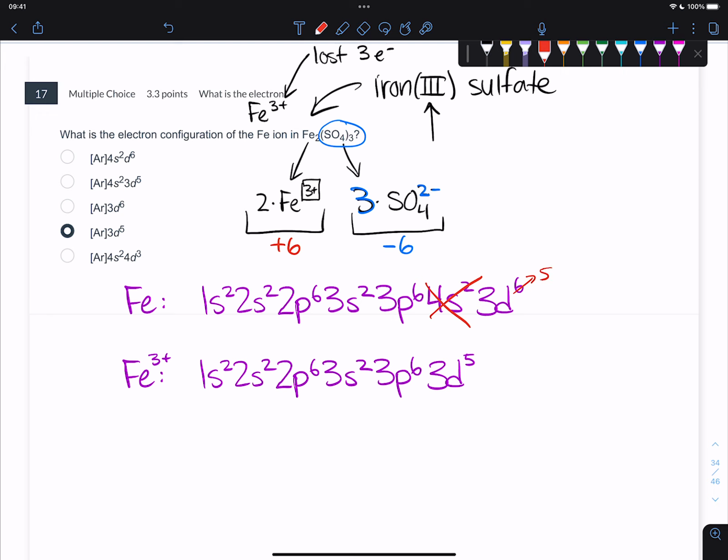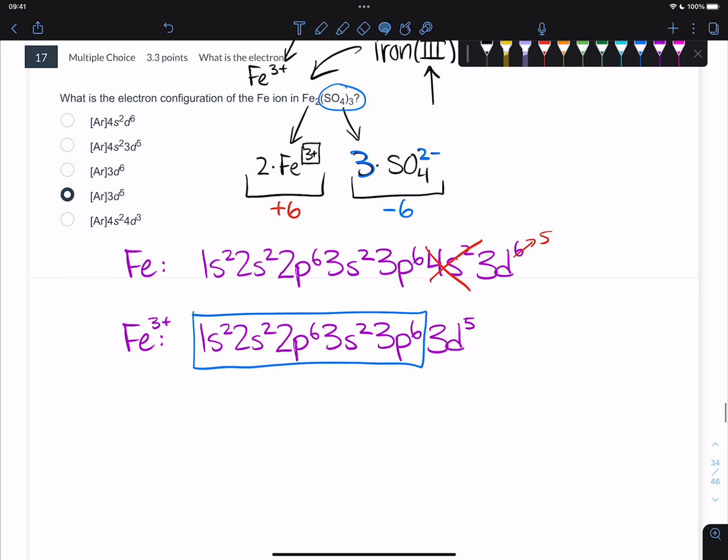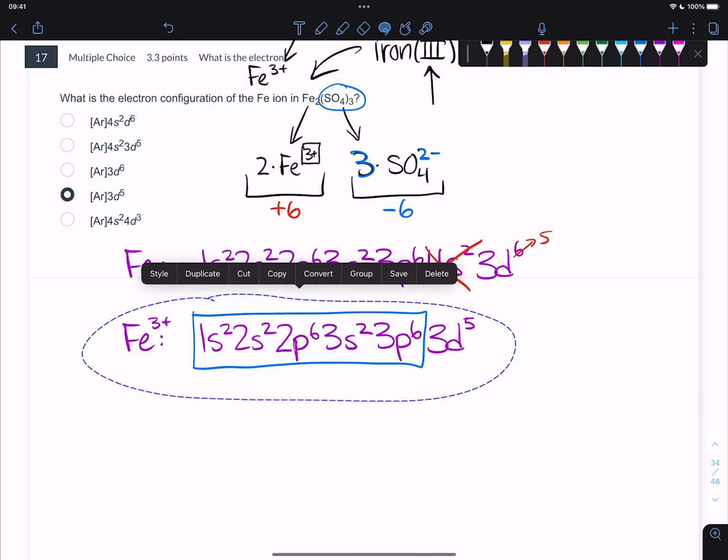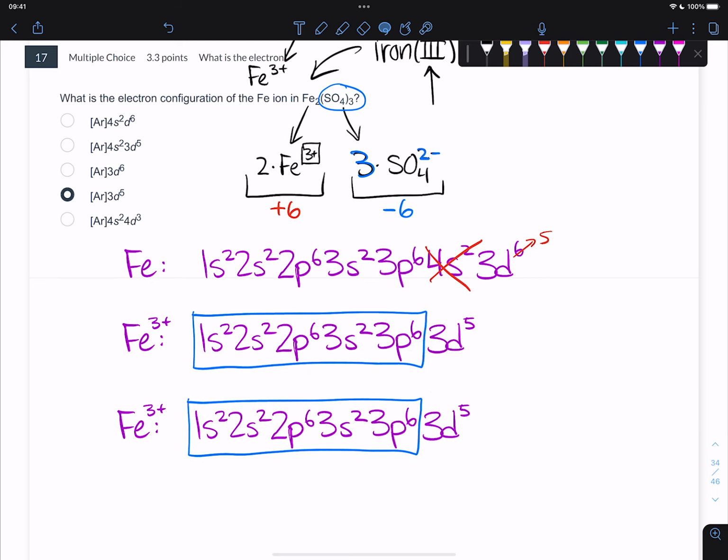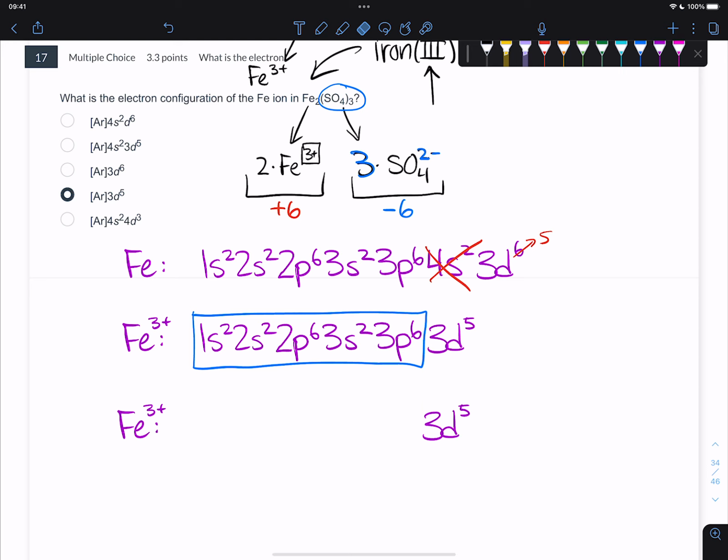Now, of course, all your answer choices are using the abbreviated form. So in case you were wondering about that, argon is held within all of this. So if I wanted to do the abbreviated electron configuration for the iron 3 ion, it would look like this. I can replace all this blue stuff with argon. Make sure you recognize or remember how to do abbreviated configurations. And that's why this is your answer.